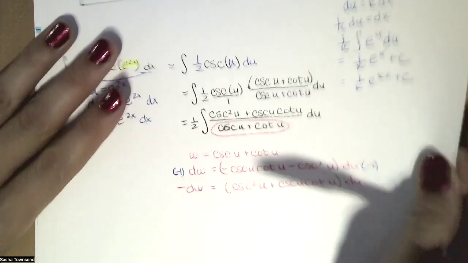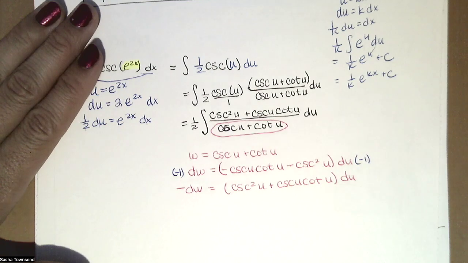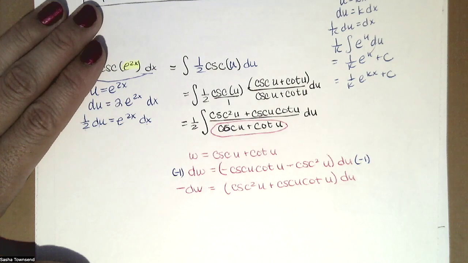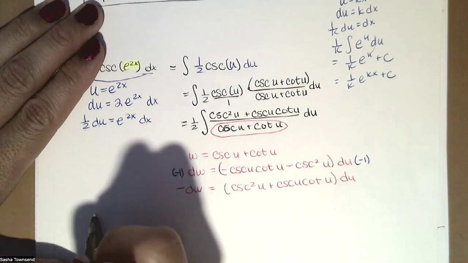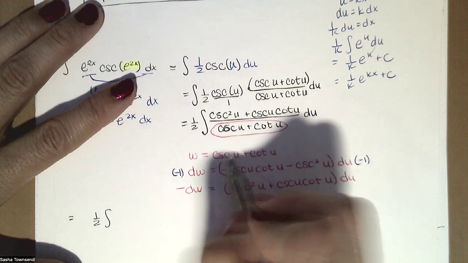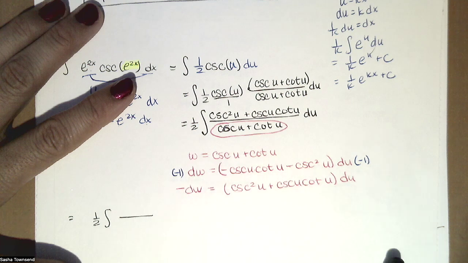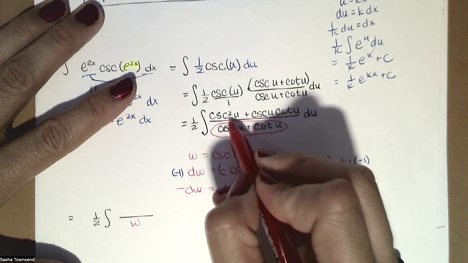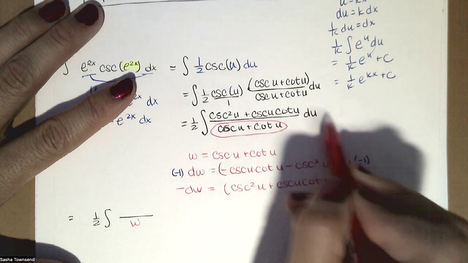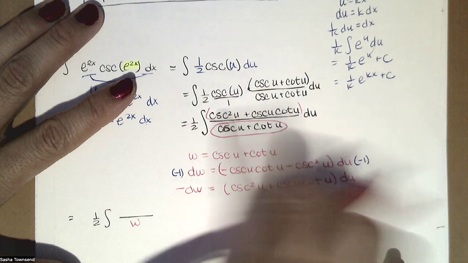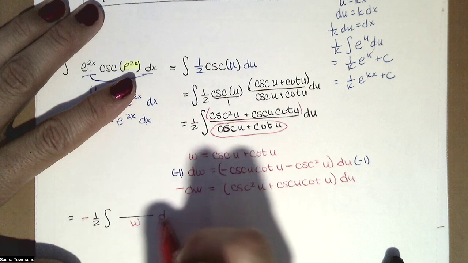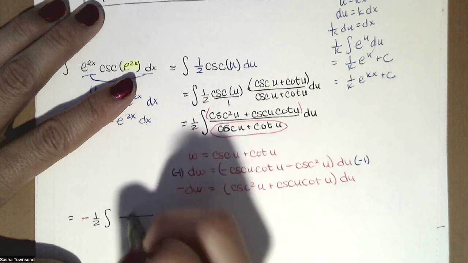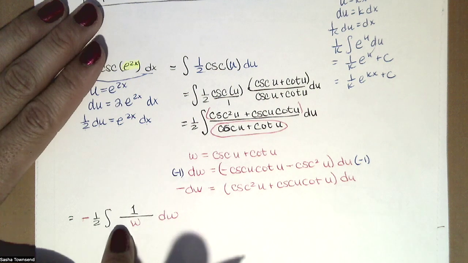Now I want to write the integral entirely in terms of w. We've still got that 1/2 right there, and then this denominator is w. And this cosecant squared u plus cosecant of u cotangent of u times du, that expression is equal to -1 times dw. So I'll put the negative outside and the dw on the far right. And then there's an implied 1 in that numerator. Then we say, do we have a basic rule for that?